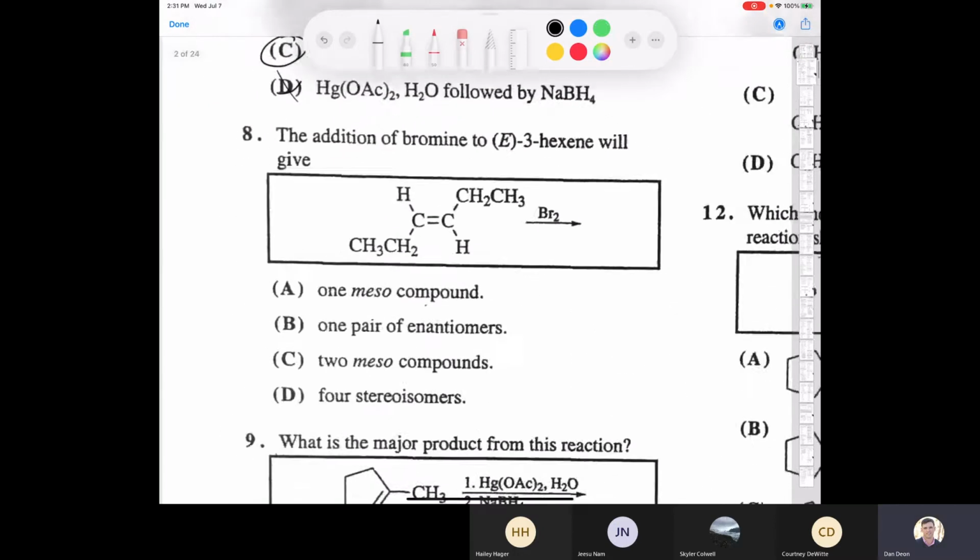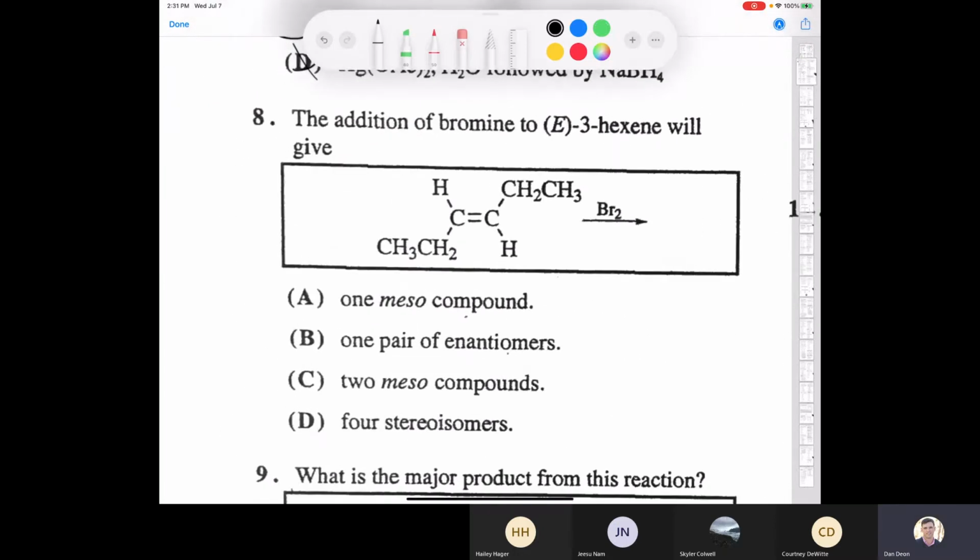Let's take a look at question 8. It says the addition of bromine to E-3-hexene will give what? A meso compound, some enantiomers, 2 meso compounds, or 4 stereoisomers. Well, we're starting out with an E compound, aren't we, right? So remember that bromination gives you addition of the 2 bromines. And so if we have our 2 carbons like this, we're going to end up with 1 bromine on one side of the molecule and the other bromine on the other side of the molecule.